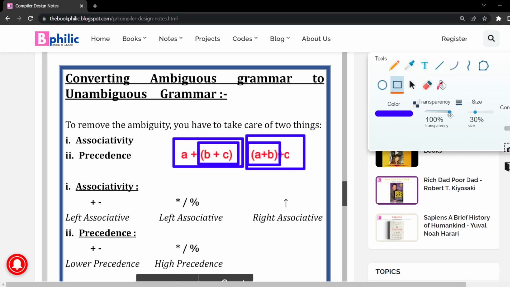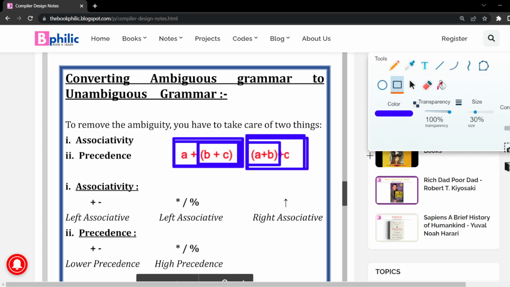Can you explain to me? You cannot, you will get confused. In that way the parser will also get confused about which path to follow to generate the same result, a plus b plus c. So in that case you have to take care of this associativity.